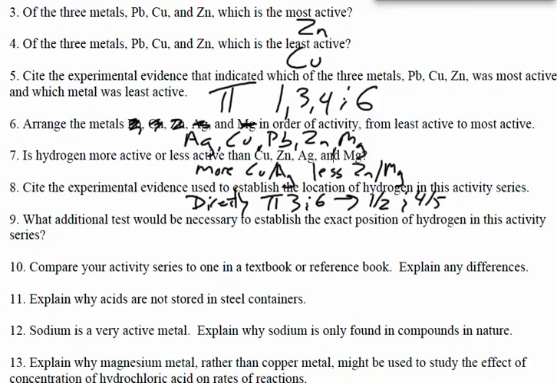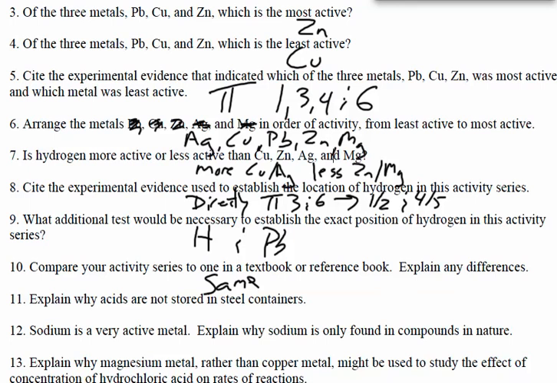What additional tests would be necessary to establish the exact position of hydrogen in the series? You would do a test with hydrogen and lead in the same test tube. So you compare your activity series to the one in the textbook. If it's different, it could be because you weren't seeing something that you were supposed to, or perhaps you didn't clean what you're supposed to clean.